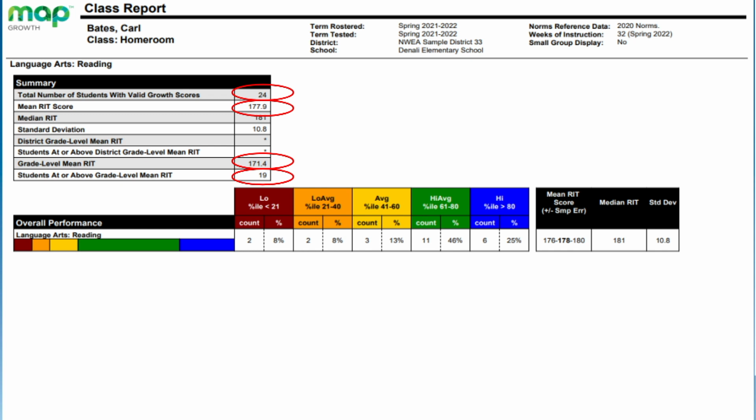This report looks very similar. We can again see for this particular classroom the number of students who tested both in the fall and in the spring, how these students scored. In this case, we're looking at language arts reading. In Mr. Bates's classroom, they scored a 177.9 compared to the grade level mean RIT of a 171.4. And there were 19 out of the 24 students that were scoring at or above the grade level mean RIT score.